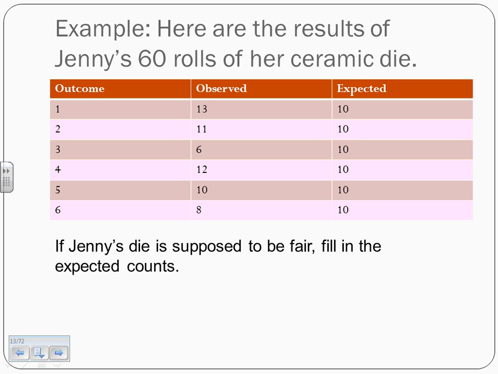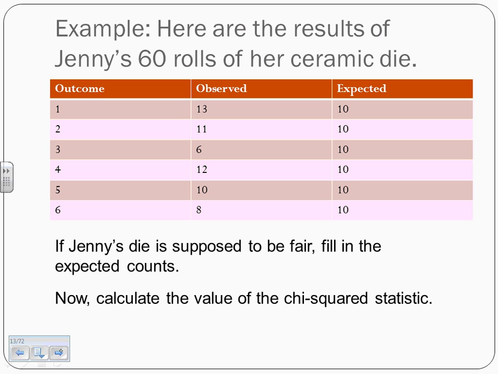All right, so see if you got 10 for each of those. And now calculate the value of the chi-squared statistic. Here, if you wanted me to, you're going to take your 1/6 times your 60 trials, because the probability of getting a 1 would be 1 out of the 6 sides, so that's going to give you 10. Probability of 2 would be 1 out of the 6 sides, times your sample of 60, which would be 10. And that's going to be the same since they all have the same probability of a fair die.